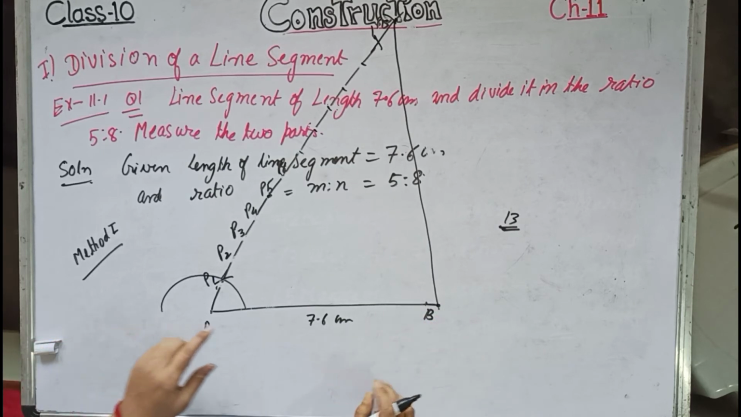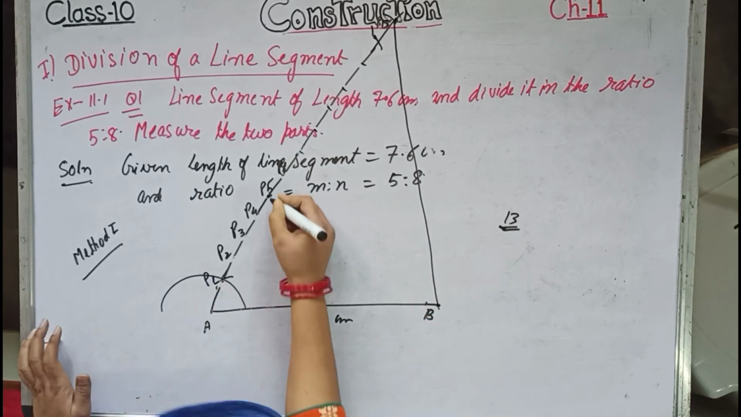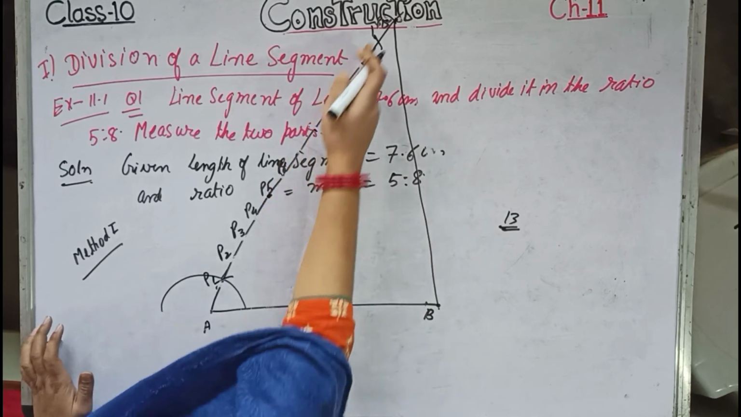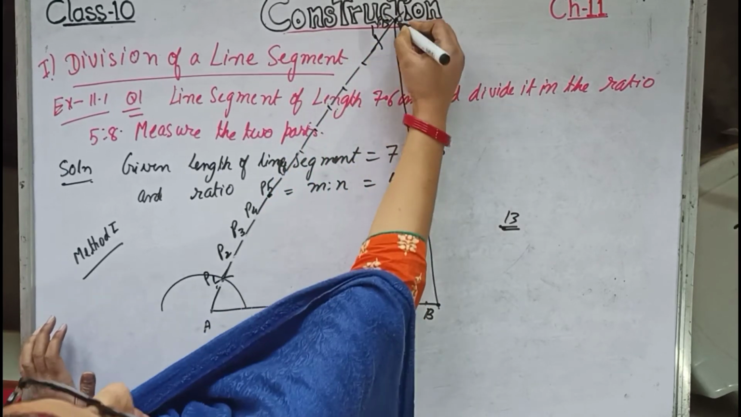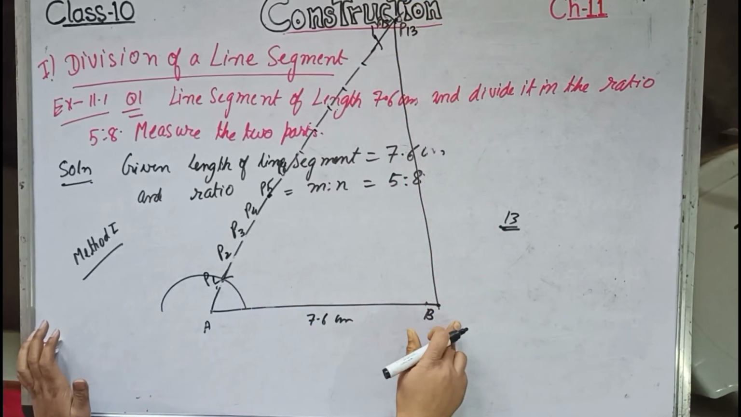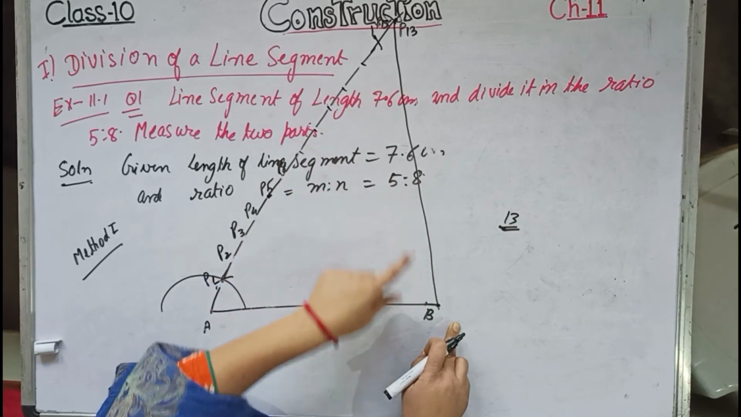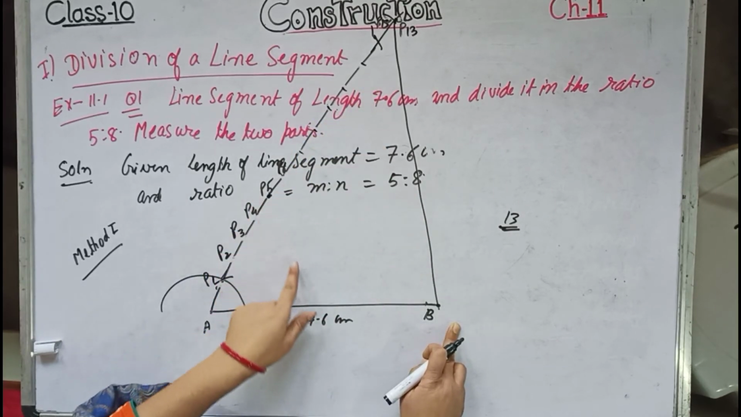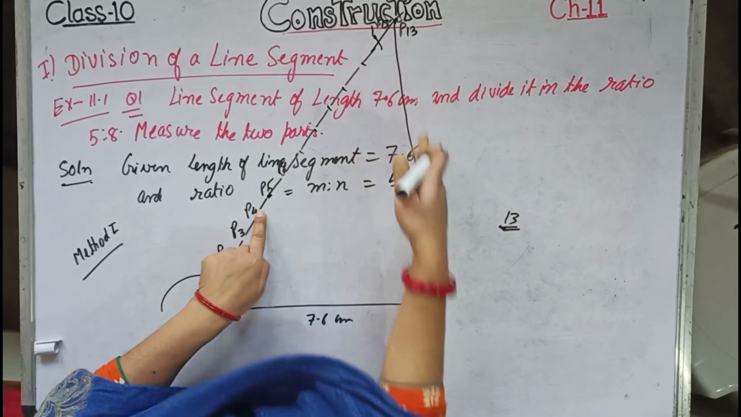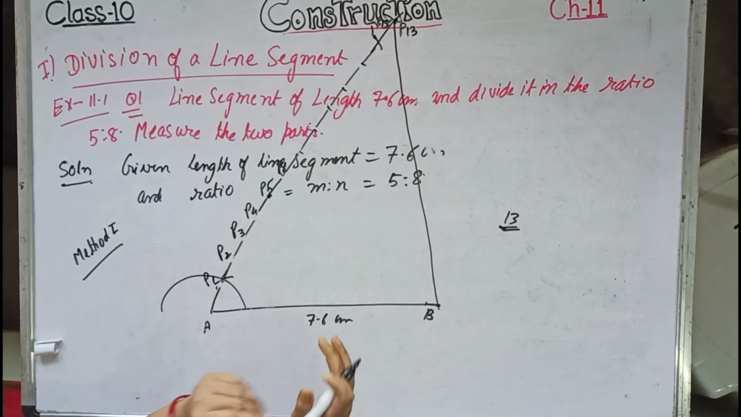Now I have to draw one parallel line at P5 which is parallel to this P13 and B. This is named P13. So P13 and B is the line segment, and I have to draw a line segment at P5 so that the line will be parallel to P13B. I think now you understood.